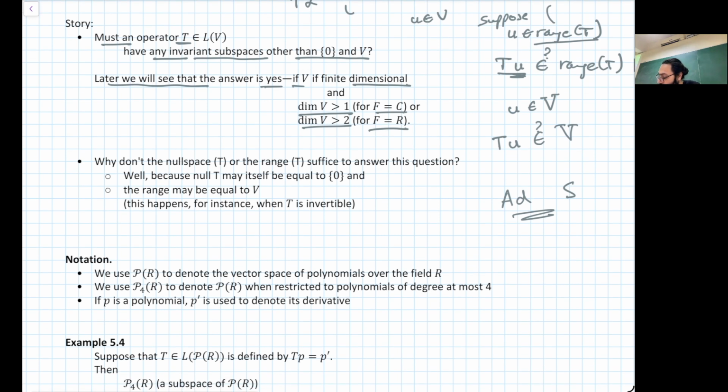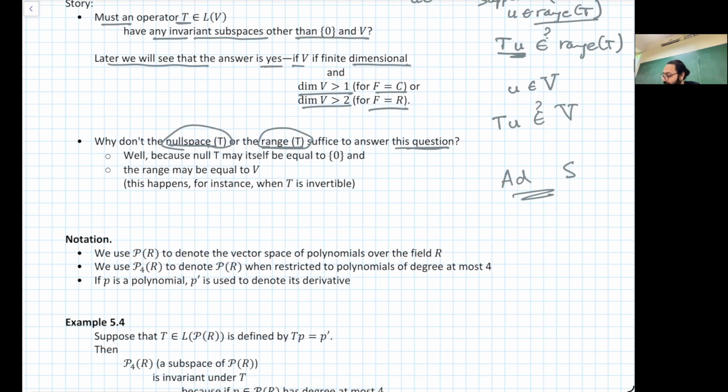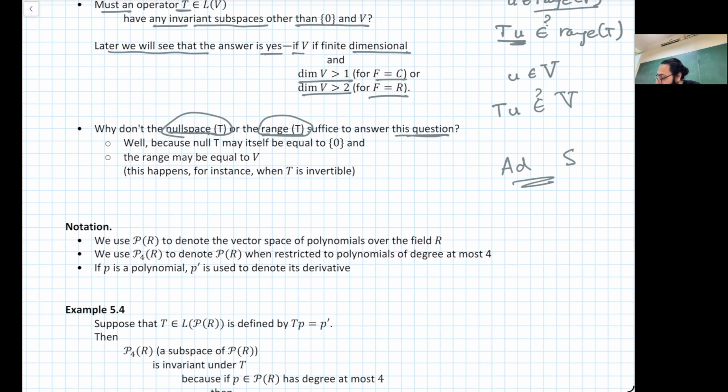Well, okay. So why don't the null space of T or the range of T suffice to answer this question? Right. So one might think that, because we are looking at the set of things that are mapped to 0 and the set of things that are in the range, maybe these are enough to say something non-trivial about the existence of some other subspace. But it turns out that there are a few things. So one is that the null space itself might just be 0, right? So it doesn't really say anything non-trivial potentially.